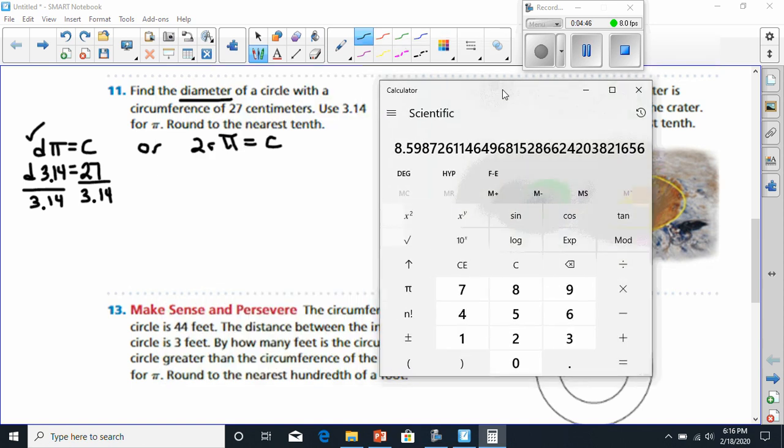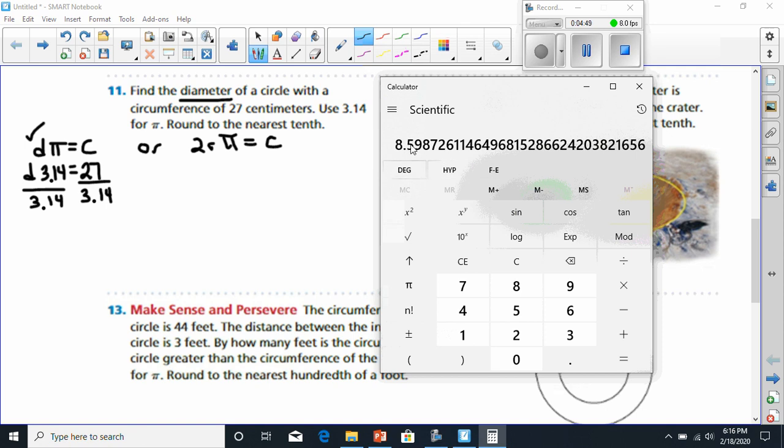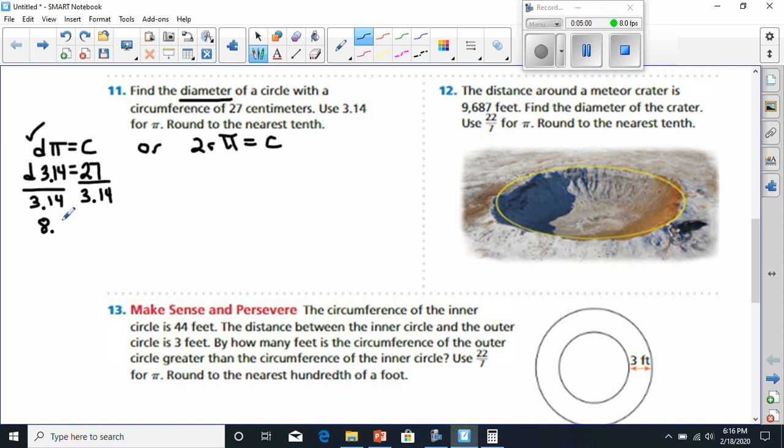That's going to give me 8.59. It says round to the nearest tenth, and I know the nearest tenth is that first number after the decimal. So if I round it up, 9 is bigger than 5, that will make that 6. So that will make 8.6. I'm sorry, I got that in the wrong spot. The diameter, that's what's left over here after we cross this out, is equal to 8.6. And since we're talking centimeters, it'll be centimeters. All right.